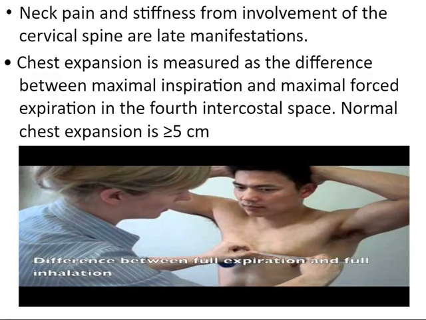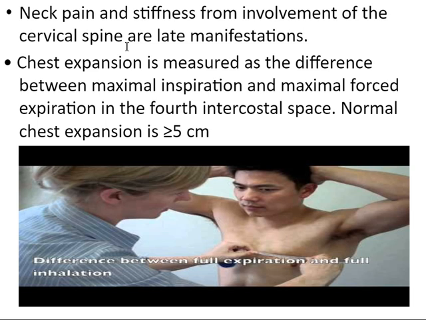Neck pain and stiffness from the involvement of the cervical spine are late manifestations, because early involvement is of the sacroiliac joint. Cervical involvement is a late manifestation, which can be seen as neck pain and stiffness. Also there is a decrease in chest expansion, which is measured as the difference between maximal inspiration and maximal forced expiration in the fourth intercostal space.